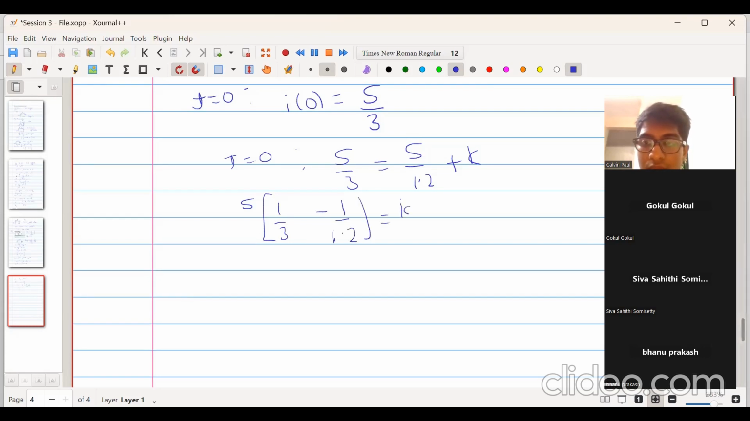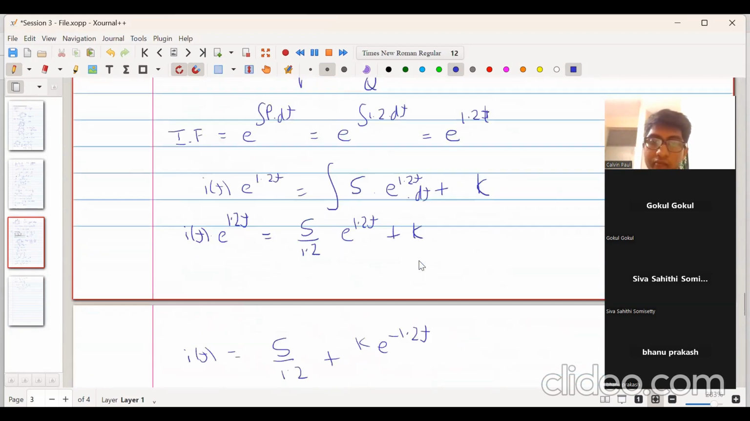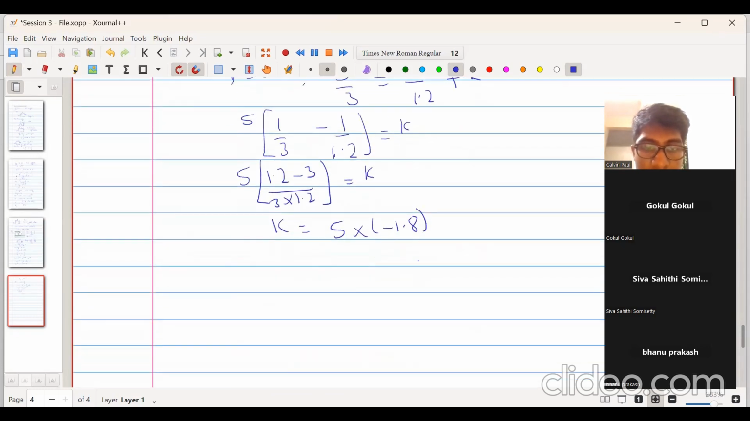Sir, how does 5 upon 3 come? We solved it: initial current 20 upon 12 is equal to 5 upon 3. So we get it to be of this form: 5 into 1.2 minus 3 upon 3 into 1.2 is equal to k. K is 5 into minus 1.8 upon 3 into 1.2. So what will this value be?